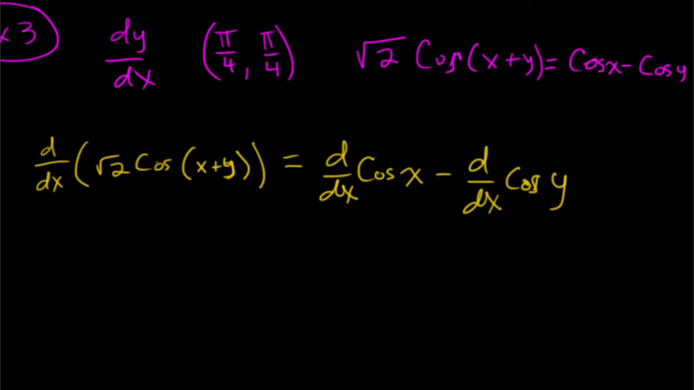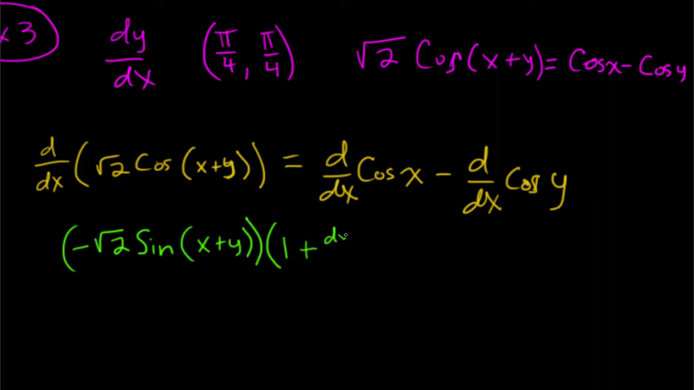So when we take the derivative of this first part, we have to remember that the derivative of cosine goes to negative sine. And so we're going to get negative square root of 2 sine, rewrite the inside, and then the chain rule says we need to multiply that by the derivative of the inside. So the derivative of just x, so I'm going to put this in parentheses, derivative of just x is 1, and the derivative of y is going to be dy dx.